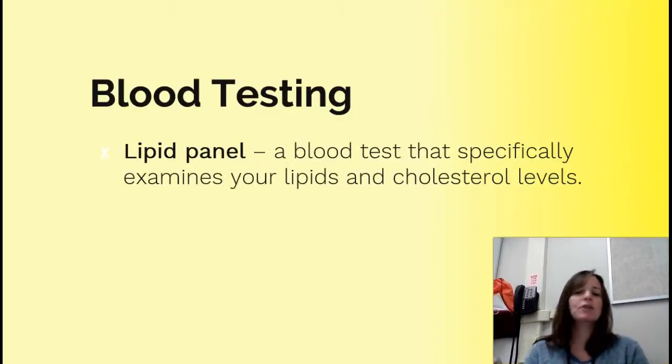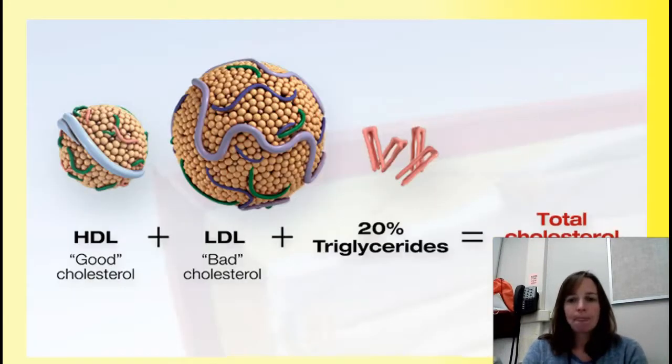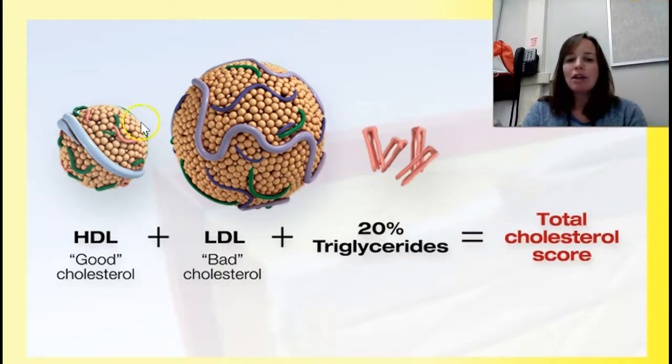So when you go to the doctor and you get your blood tested, they can test for LDL and HDL. It's called a lipid panel, and that can specifically examine your lipids and your cholesterol levels and see how you're doing with HDL and LDL. And it will also look at your triglycerides. And when you add all of those together, the HDL, the LDL, and 20% of the triglycerides, you can get your total cholesterol score.